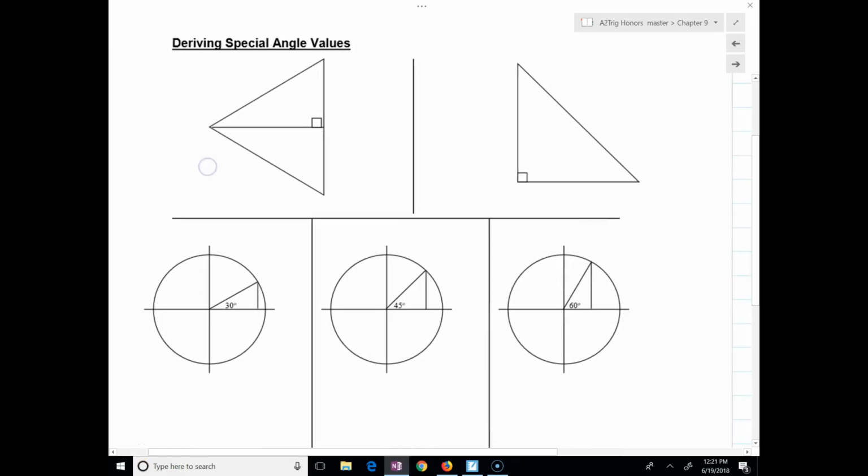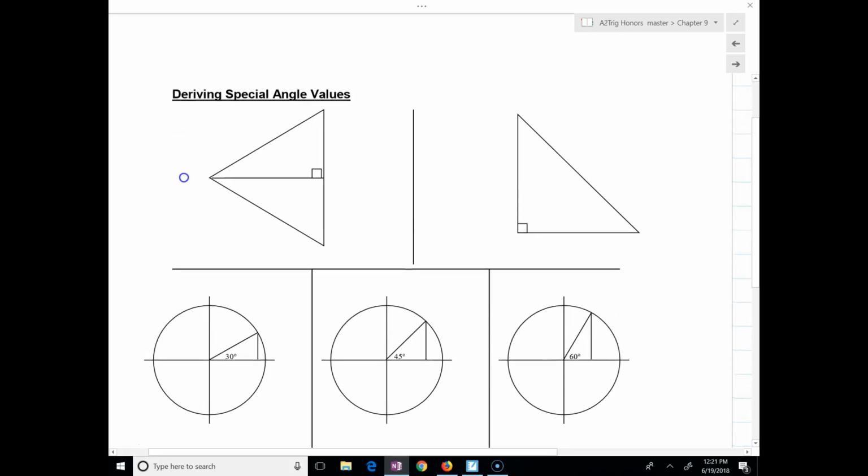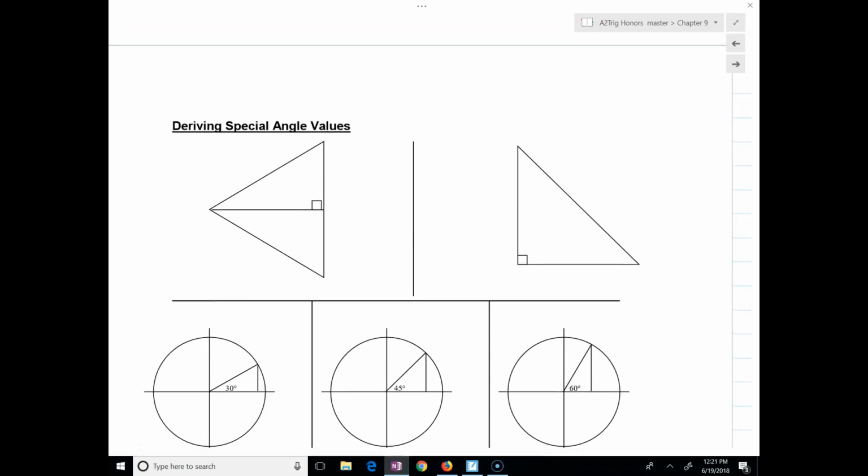So, we're now going to look at the specialty angles in terms of our trig functions. Specifically, we're going to look at sine, cosine, and tangent of 30, 45, and 60. We're going to derive these from our special triangles, but a lot of people forget everything about the special triangles. So what we're going to do is take a look at an equilateral triangle.